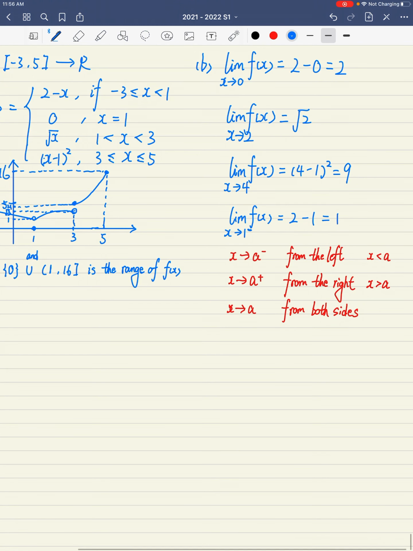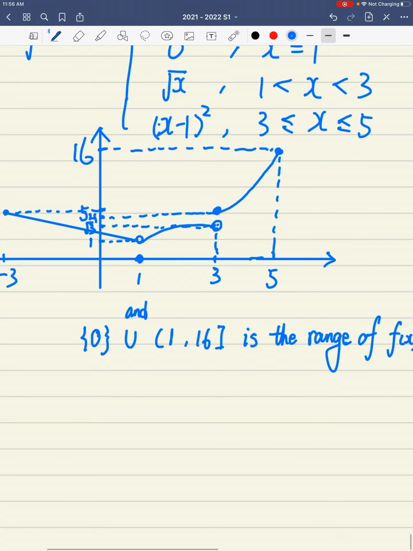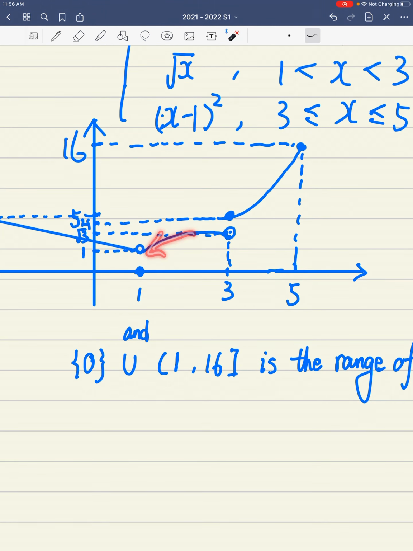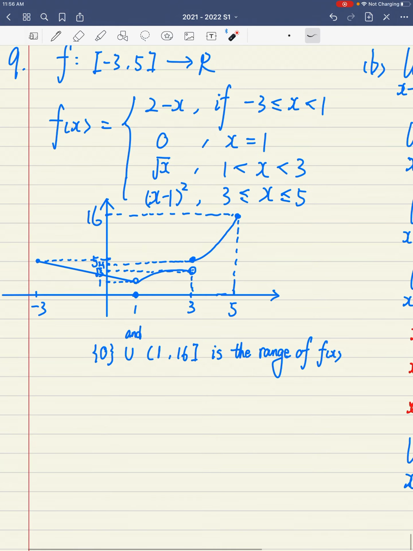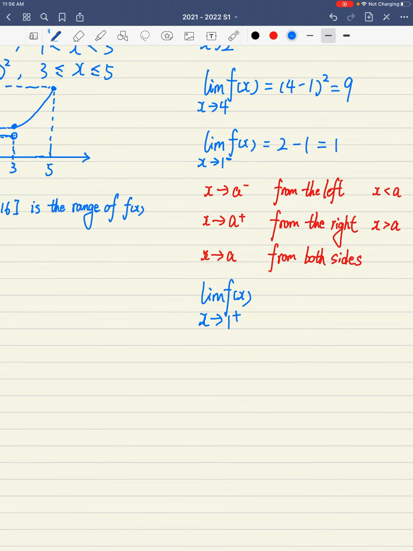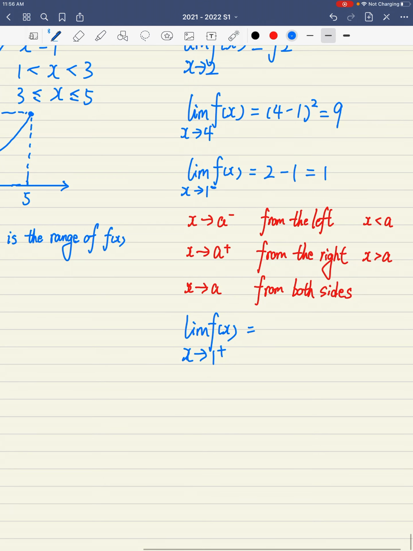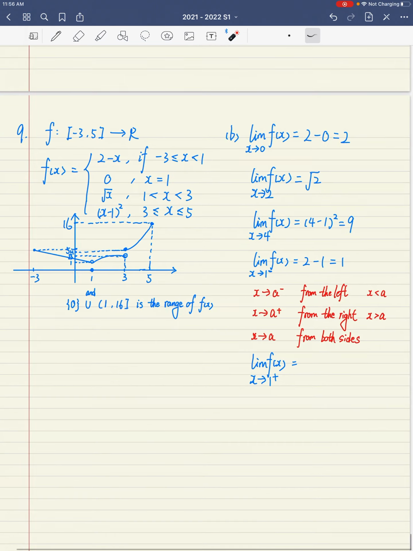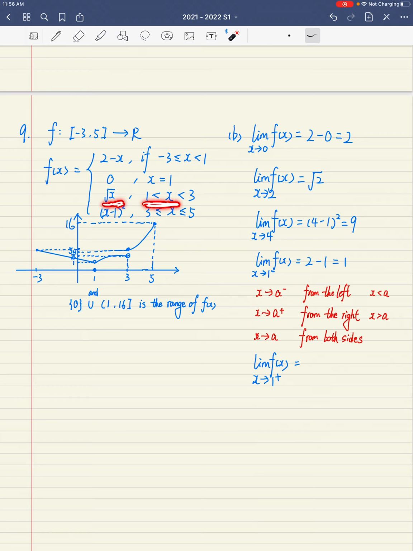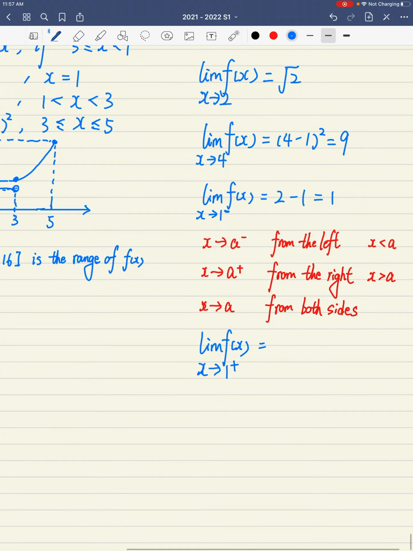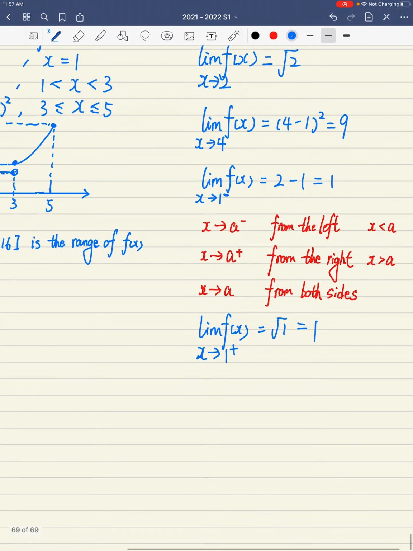Then the limit of f(x) when x is approaching 1 from the right will be based on the same logic. You can see along this curve, your f(x) is approaching 1 as well. When x is approaching 1 from the right, that means x is always slightly larger than 1. You use the square root. It's the square root of 1, so it's just 1.